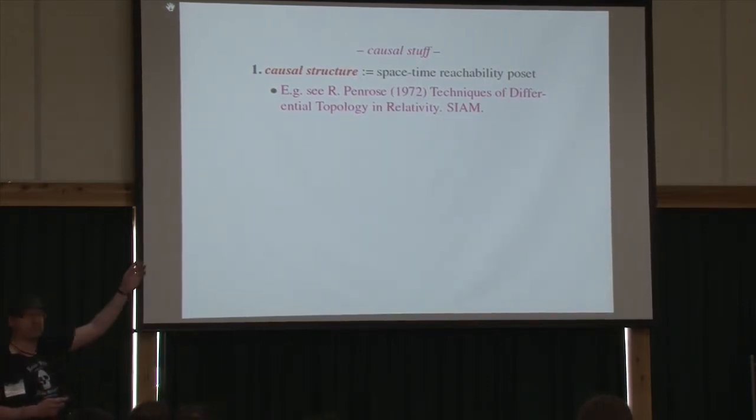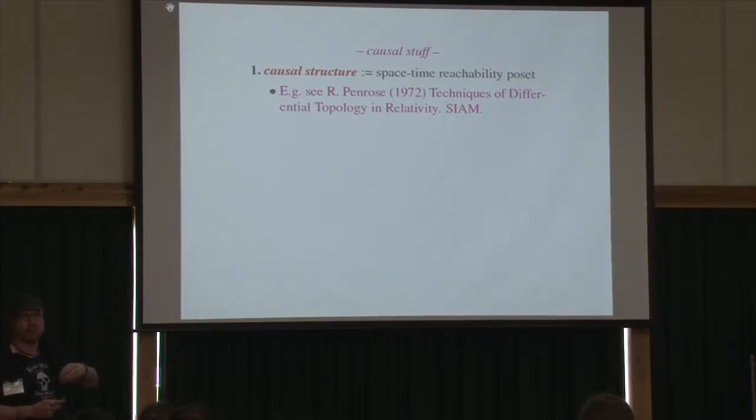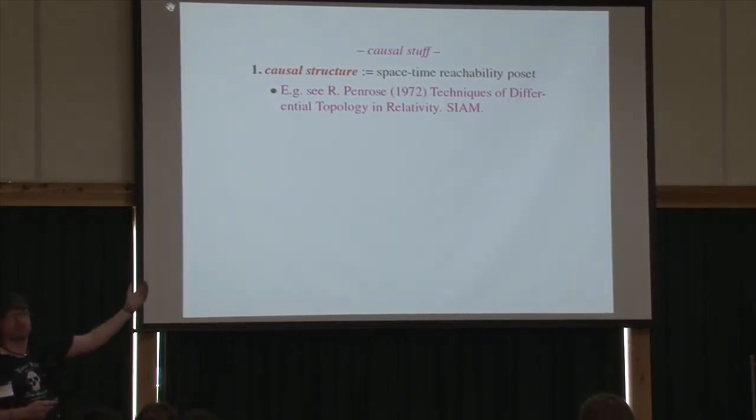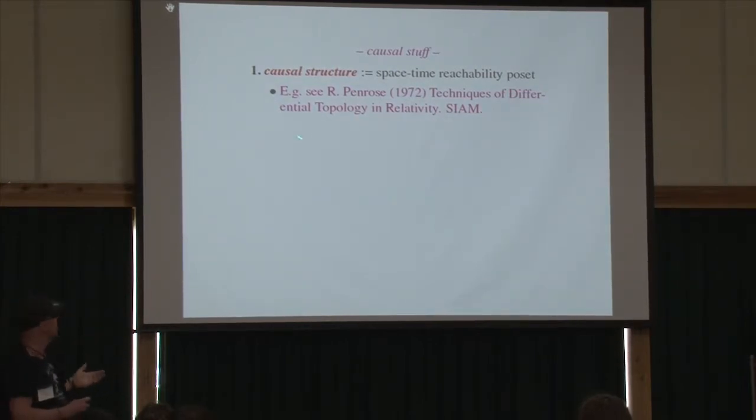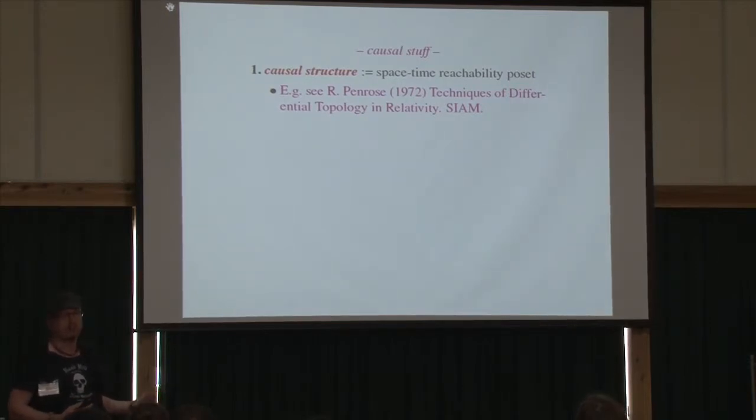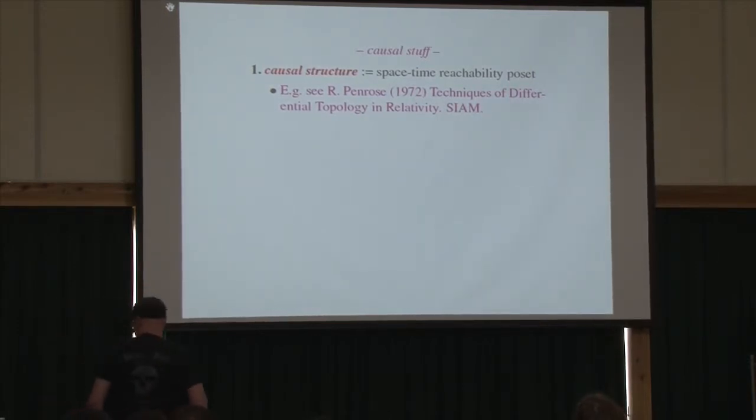Light can get from here to some point in the future, which means this point is in the past of that point, and then you say this point is less or equal to that point, and what you get is a partial order. And that's something which was already a long time ago identified by Penrose as the first level, the most fundamental level of causal structures as in relativity theory. So it's a partial order.